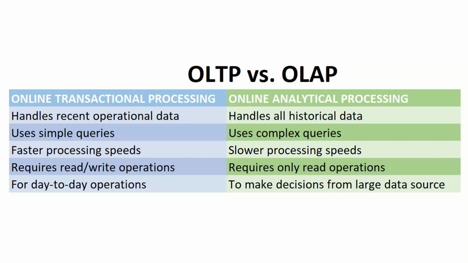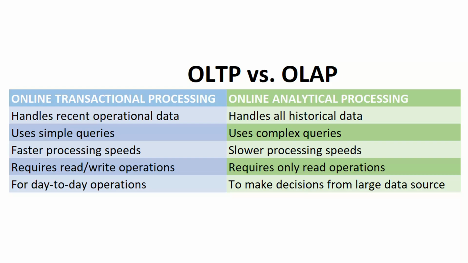So let's look at the differences between the two. What are the differences between OLTP and OLAP? You can see on the left hand side, OLTP is online transactional processing. You could see that it handles recent operational data. So what does this mean? This means that OLTP is used to handle the day-to-day transactions, whereas OLAP handles all historical data. On the system for OLAP, we would have data that spans across months or even sometimes years and years of data.